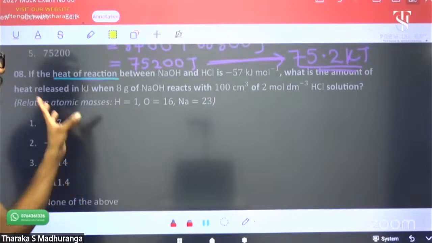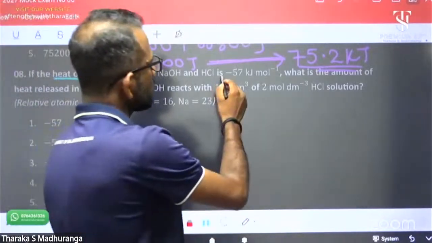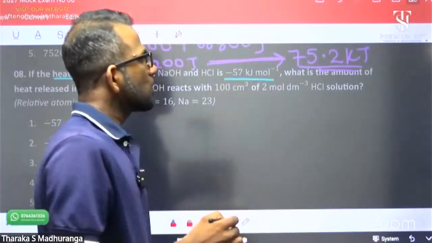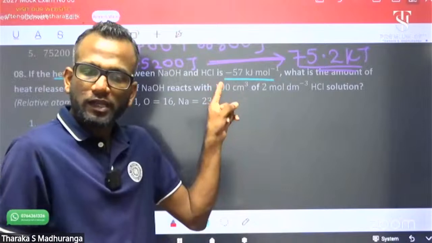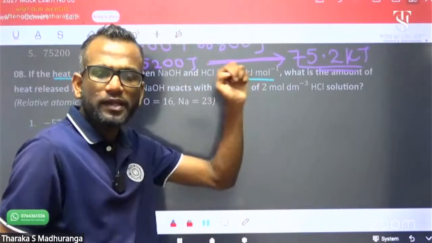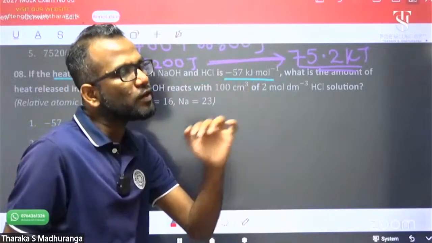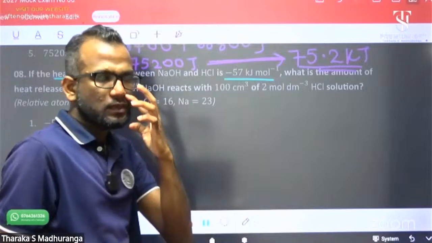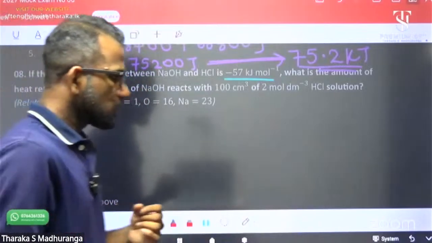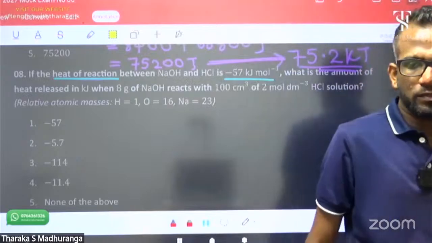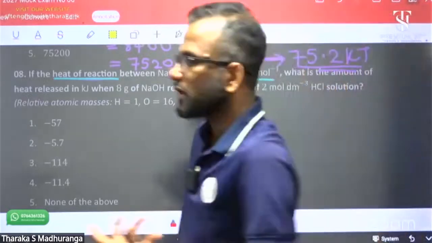Okay. The heat of reaction given is minus 57 kilojoules per mole. Why is it minus? Then is this reaction exothermic or endothermic? Yeah, definitely it is exothermic.